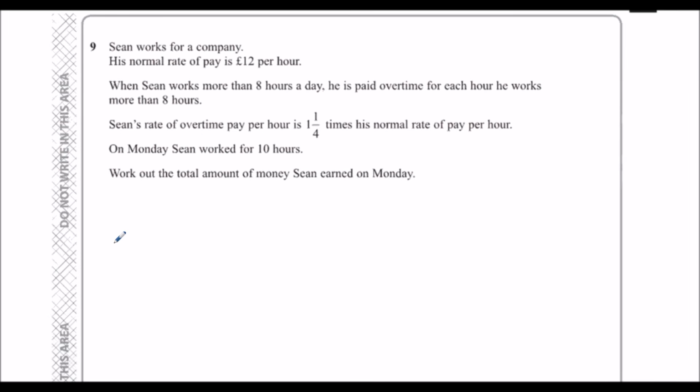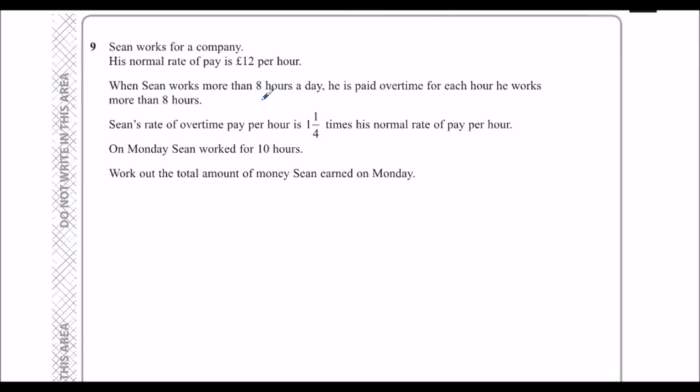Question 9. Sean works for a company. His normal rate of pay is £12 per hour. When Sean works more than 8 hours a day, he is paid overtime for each hour he works more than 8 hours. So for his extra hours, he gets paid overtime. Sean's rate of overtime pay is 1 1/4 times his normal rate of pay. On Monday, Sean worked 10 hours. Work out the total amount of money he earned on Monday.